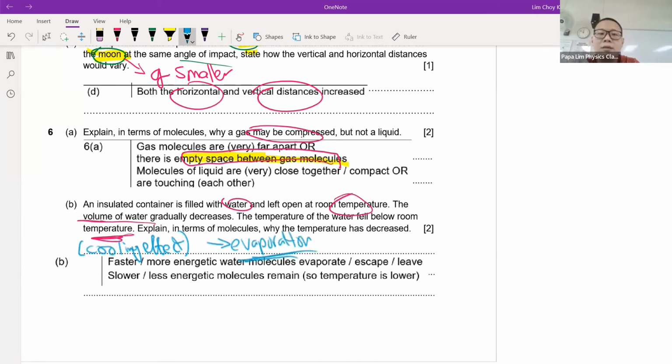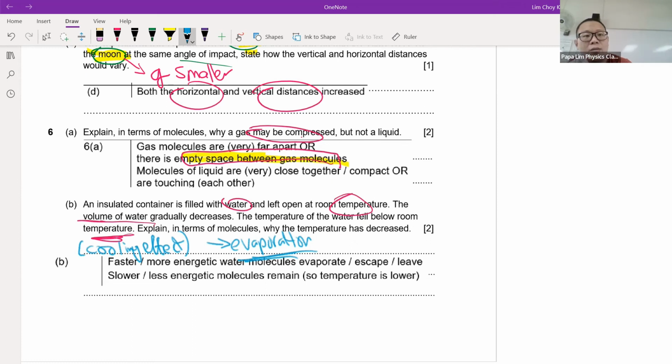Okay, so in terms of molecules, how does the temperature decrease? Because we know it's evaporation, the question is basically asking how evaporation works. So you have to let the marker know about evaporation. Remember, evaporation is about kinetic energy. Although there's a change in matter, the change comes about because of the kinetic energy. The molecules at the surface are moving at a very fast rate. As a result, the molecules at the surface tend to break their intermolecular bonds and leave the liquid surface to become gas.